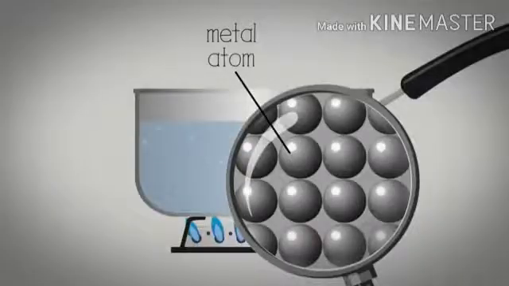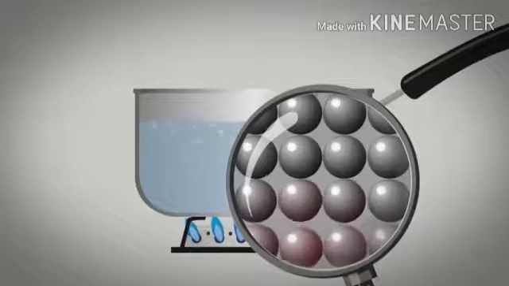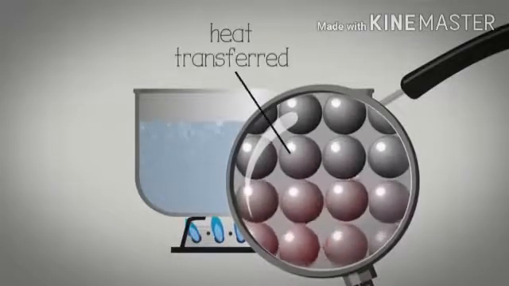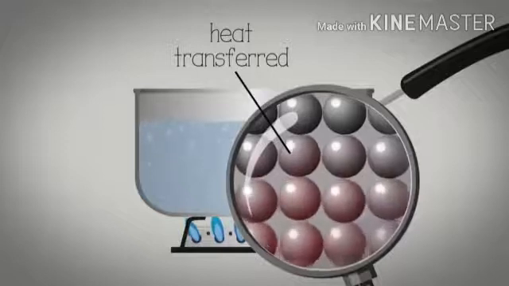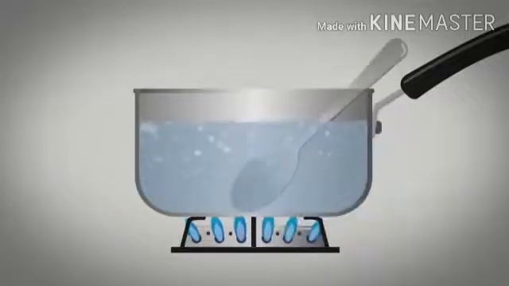The molecules in metals are closely arranged. When the metal gets heated, these molecules start vibrating fast, and they transfer energy to the neighboring molecules. This way, the whole metal gets heated. And this is the reason when a spoon is kept in a vessel, it gets heated fast.